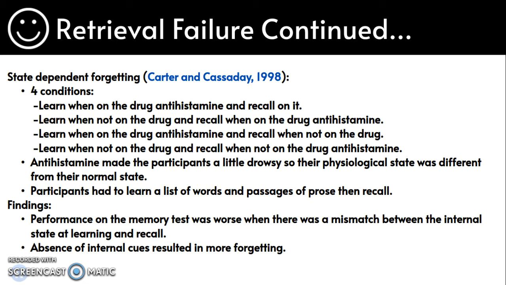Antihistamine did make the participants a little bit drowsy, so their physiological state was different from their normal state. It was found that performance on the memory test was worse when there was a mismatch between the internal state at learning and recall, so the absence of internal cues resulted in more forgetting.